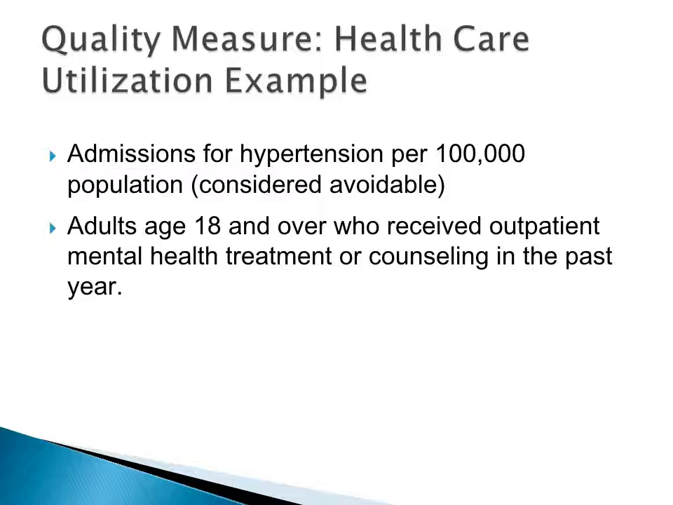Here are a couple of examples of healthcare utilization. Admission to the hospital for the purpose of hypertension. The admission to the hospital with a diagnosis of hypertension is considered avoidable. There's generally no acceptable reason for a person to be admitted to the hospital with a primary diagnosis of hypertension. And then the adults over the age of 18 who received outpatient mental health treatment or counseling in the last year, because those are underutilized services. So those are just examples of measures, ways that we can measure healthcare outcomes.